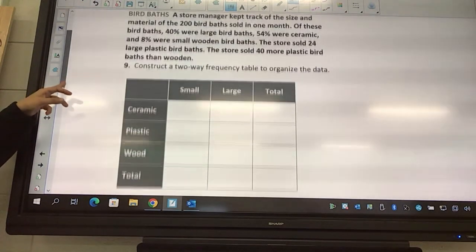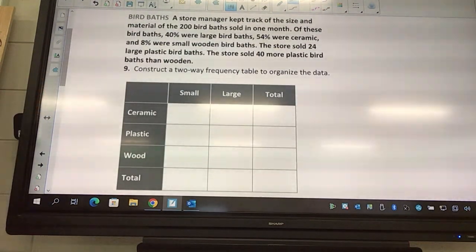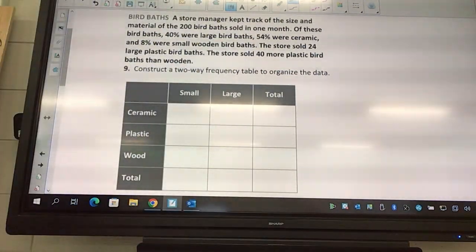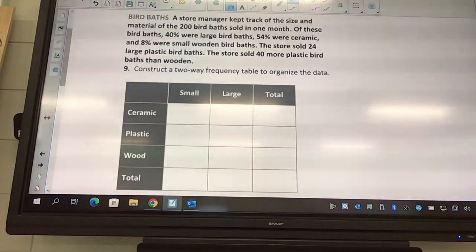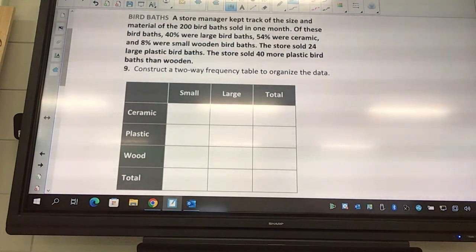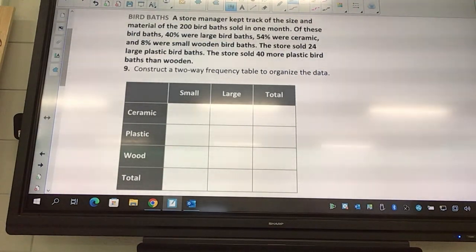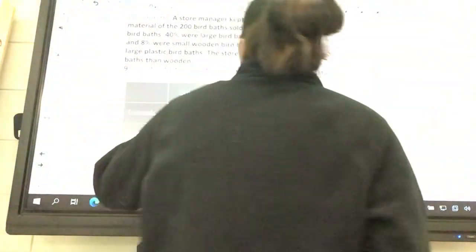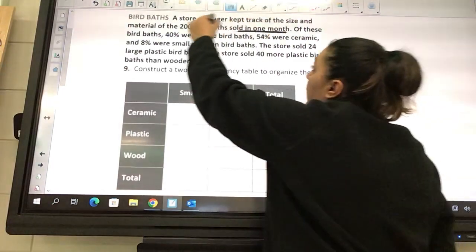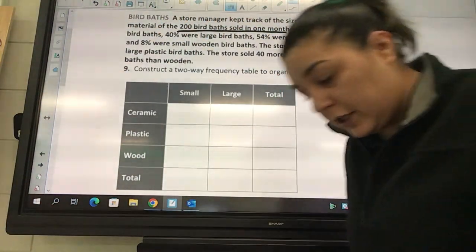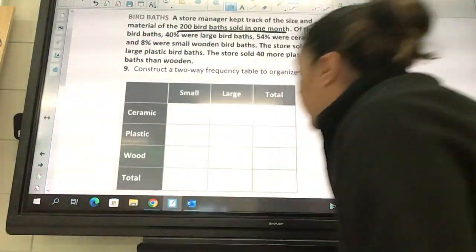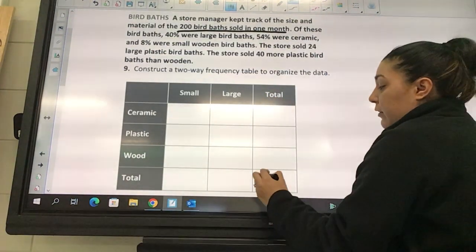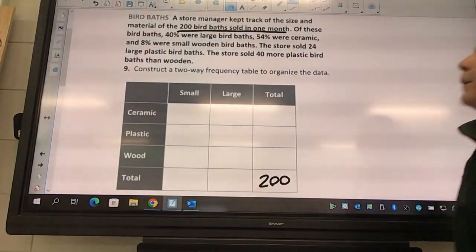Okay, the next one talks about bird baths. And this is, again, like what we did the other day. There's a little difference, nothing crazy. The easiest way is to start at the beginning and fill in one by one what it says. A store manager kept track of the size and material of 200 bird baths sold in 1 month. So where is that 200 going to go? The total. We can't just say total, so 200 is going to be that bottom box.